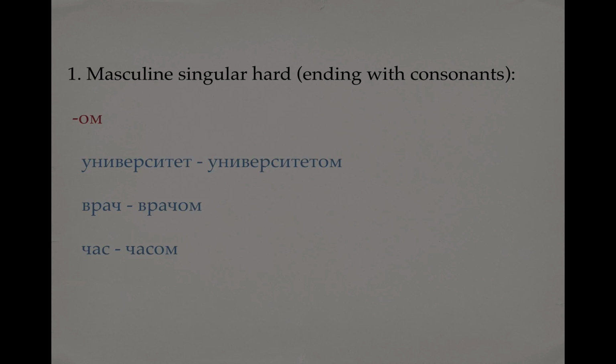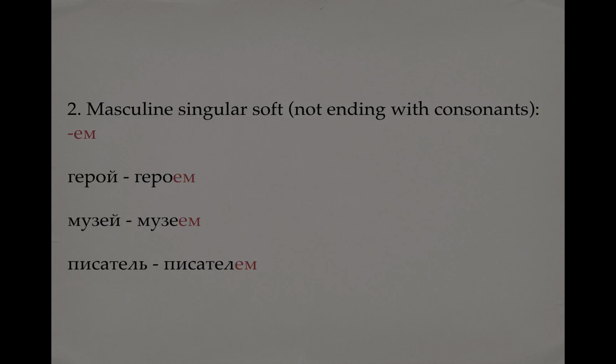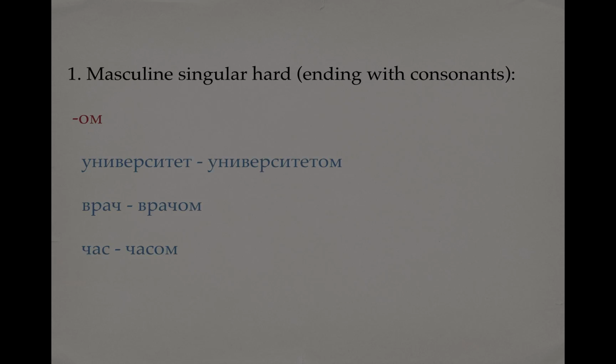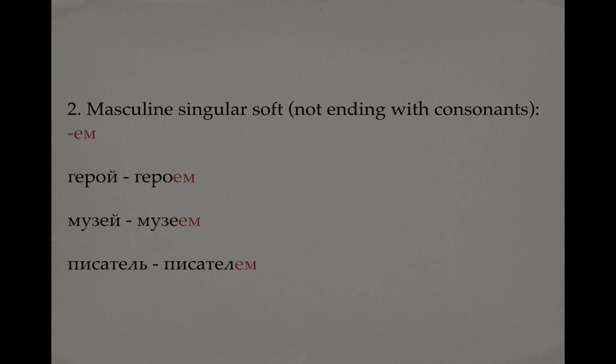Okay, now let's continue to the second one: the masculine singular soft words. Do you understand? By soft, I mean the masculine word that's not ending with a consonant. In the previous example, we had hard words ending with consonants, like universitet, ending with T. But there are also some masculine nouns in Russian that end not with consonants, but with a short i, or the soft sign. For these words, you simply remove the ending letter and put -em at the end of it.